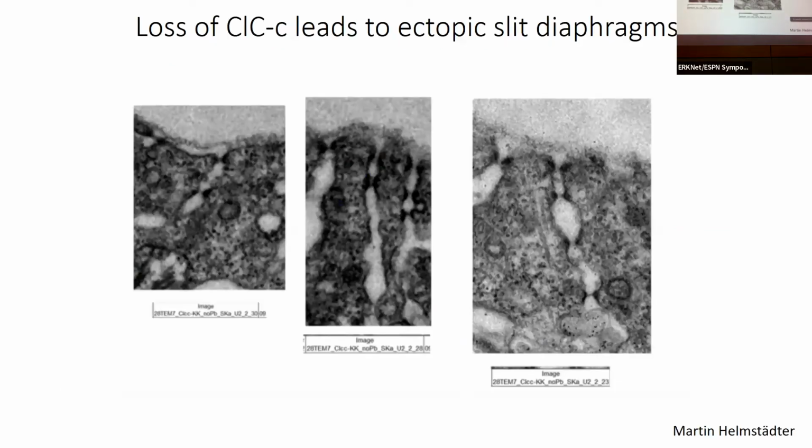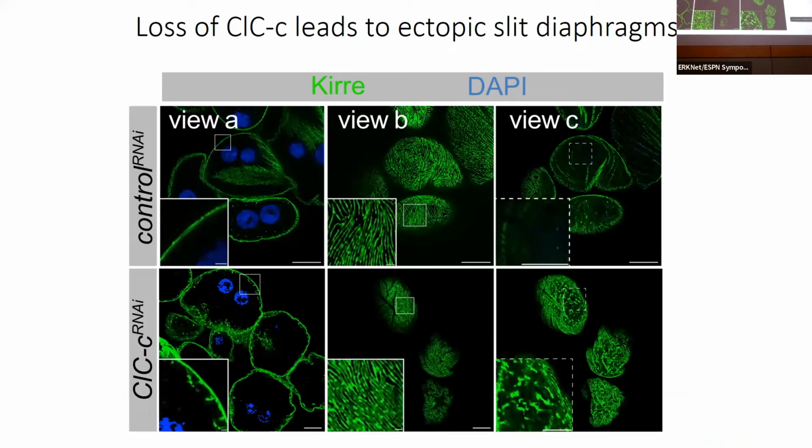What we also noticed in the EM studies is that the slit diaphragms are actually a bit strange. So normally you only have one of them here at the outer surface, but here in the CLCc knockdown, we see many of them lining the invaginations here. So there are ectopic slit diaphragms. And we looked at this in IF also, and we could see it's mostly, I think, best viewed here.